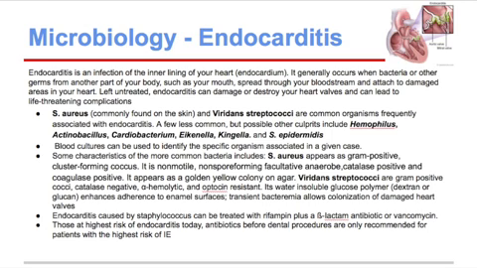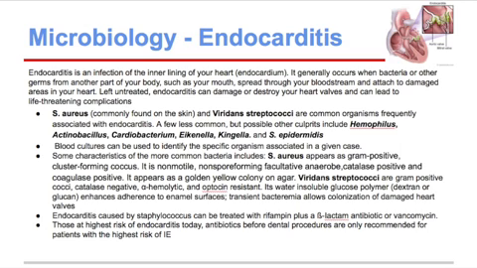Some characteristics of the more common bacteria include: Staph aureus appears as a gram-positive, cluster-forming coccus. It is non-motile, non-spore-forming, a facultative anaerobe, catalase-positive, and coagulase-positive. It appears as a golden yellow colony on agar.